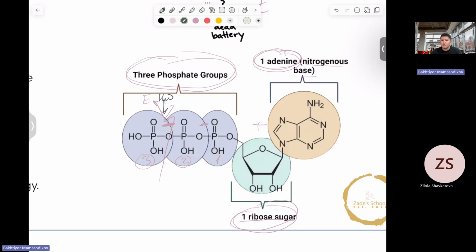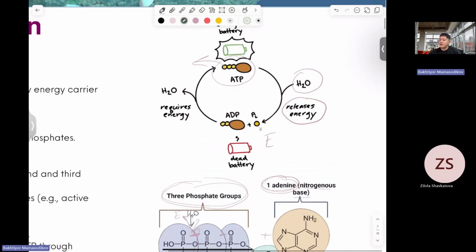It's broken down with water. Okay, so this then releases the energy that the cell uses. So in order to break down the bond, we need the water molecules, which does the hydrolysis process. Okay, so with hydrolysis, we are breaking down the bond between the second and the third phosphate molecules, and the energy released here is going out. Okay, so the result is ATP becoming ADP.